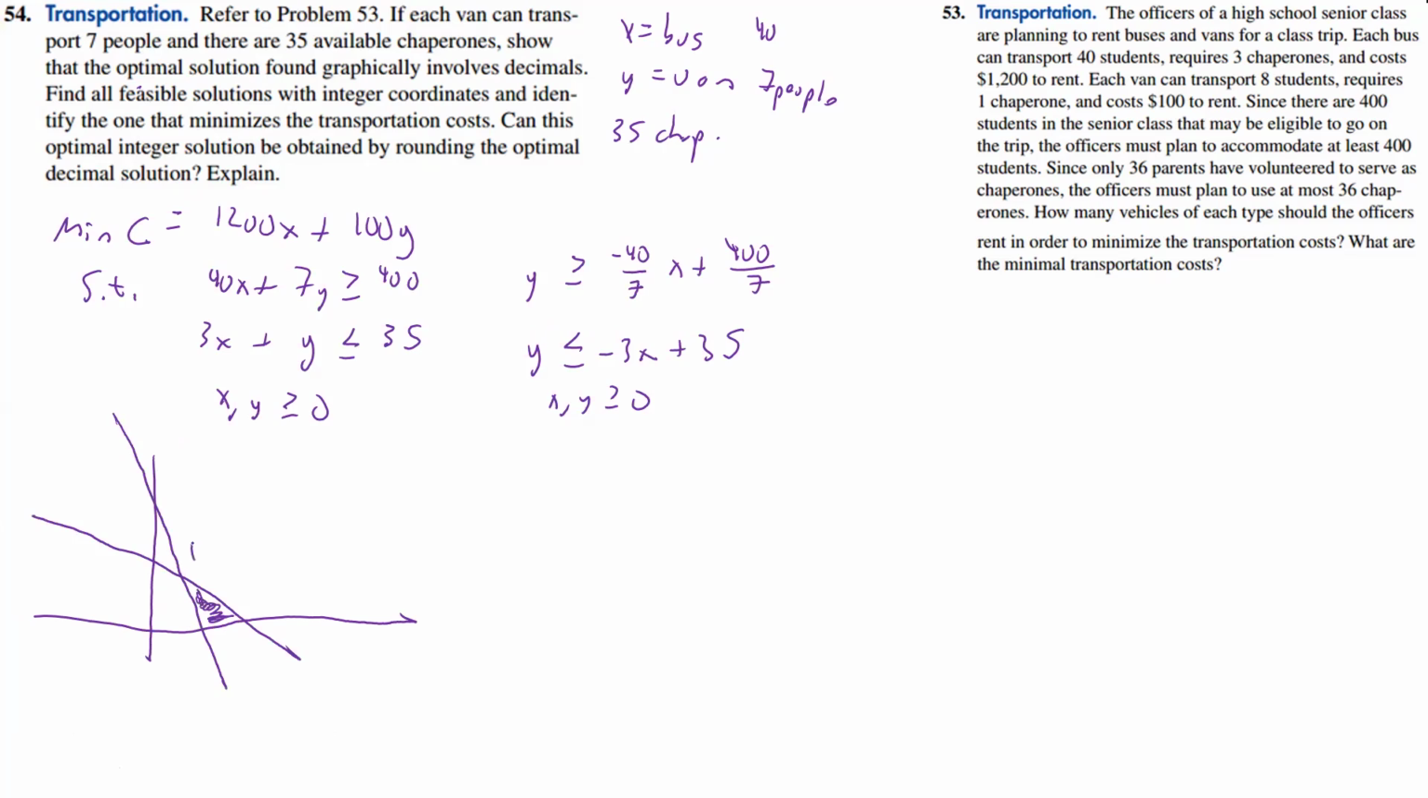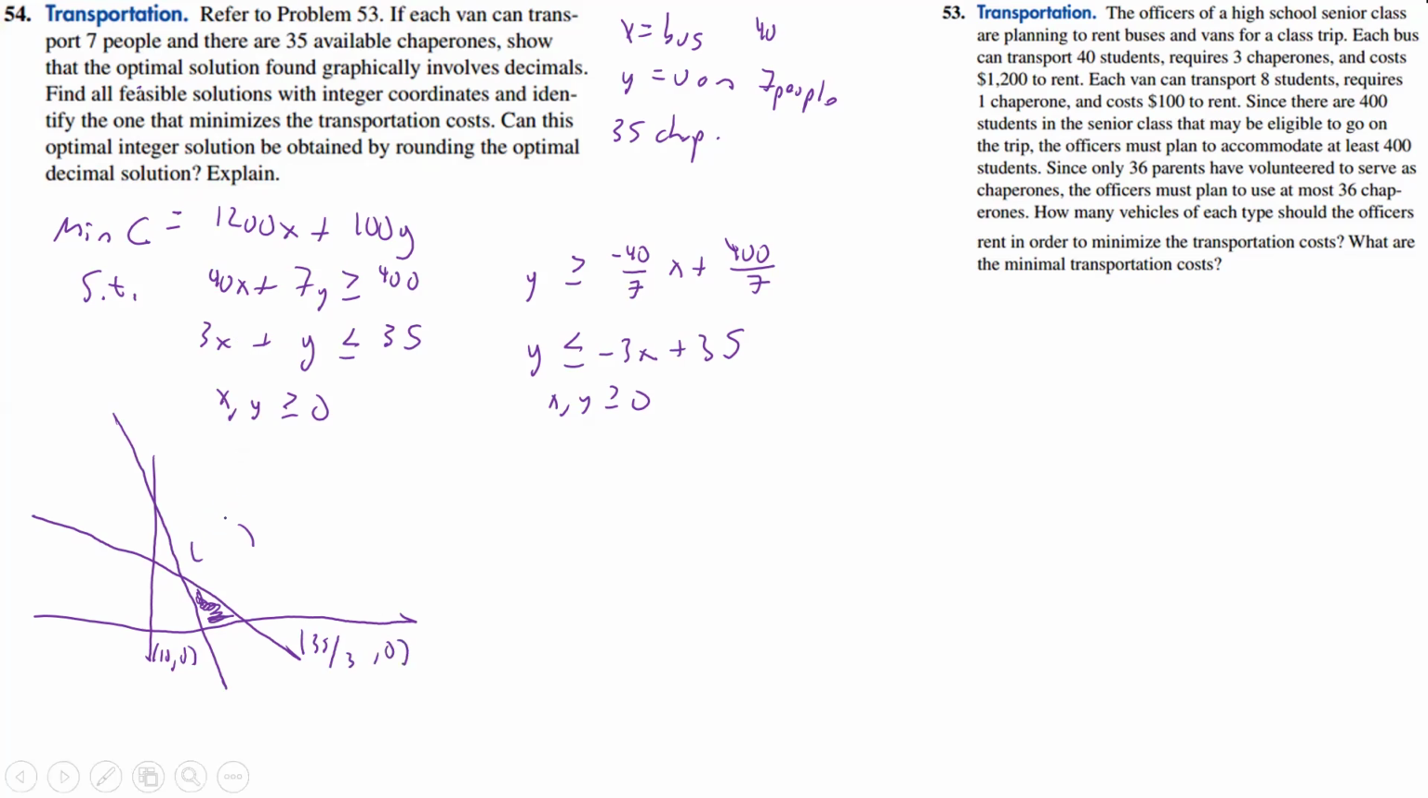So now we need to find the corner points, this one and this one. So when that is 0, that's going to be 10. So that's going to be 10, 0. And when we plug in 0 here, that's going to be 35 over 3, so 35 thirds, 0.